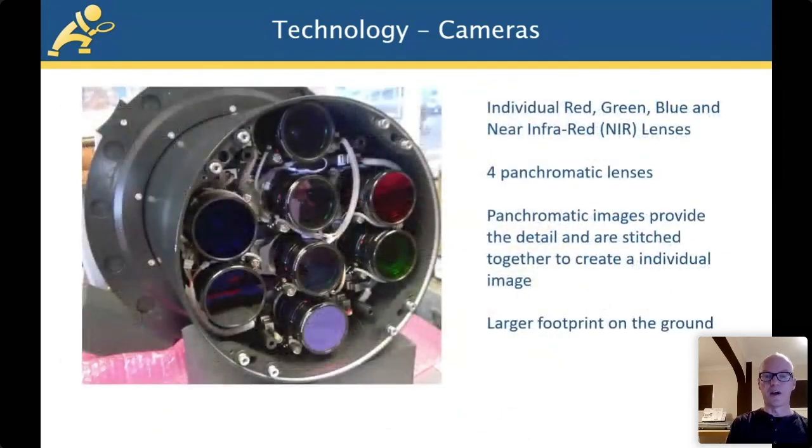The cameras have 4 color bands. So you've got the red, green, and blue. And we've also got a near infrared lens. The way they work is that they've got panchromatic lenses, which provide the detail, and they are merged with the color bands, and you can produce high quality red, green, and blue imagery, or color infrared, or 4-band red, green, blue, and infrared imagery. So you've got quite a variety of outputs you can derive from the same photograph.